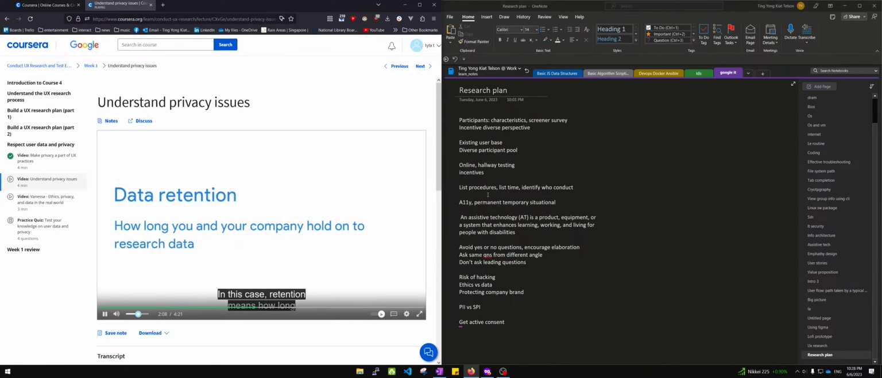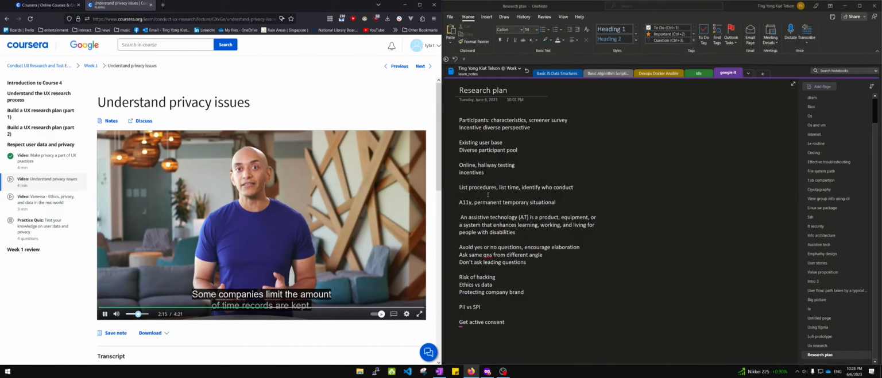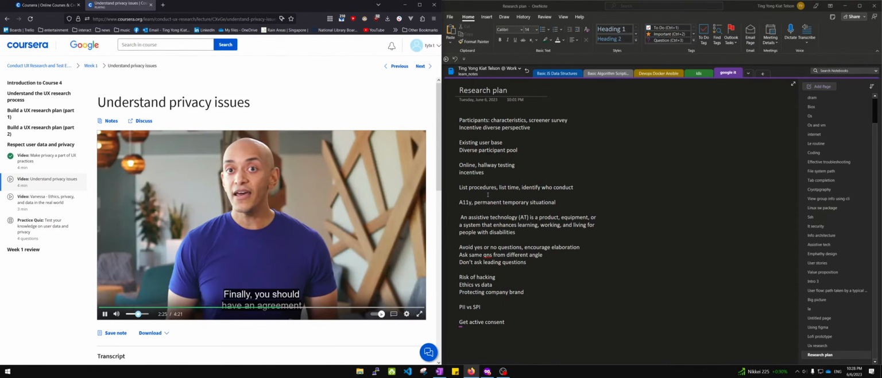In this case, retention means how long you and your company hold on to research data. Some companies limit the amount of time records are kept. In other cases, you might have to comply with regulations on keeping records for a certain amount of time. Finally, you should have an agreement in place with the company you work for that lays out who keeps the research data if you leave the company.